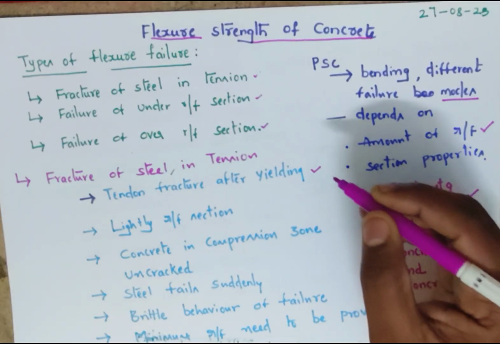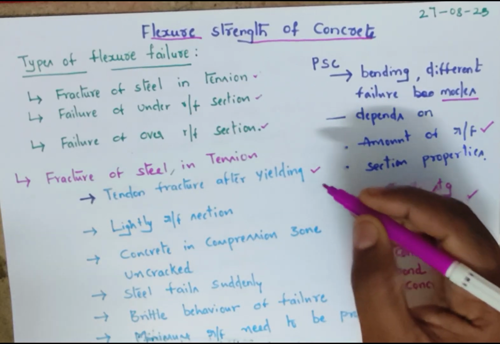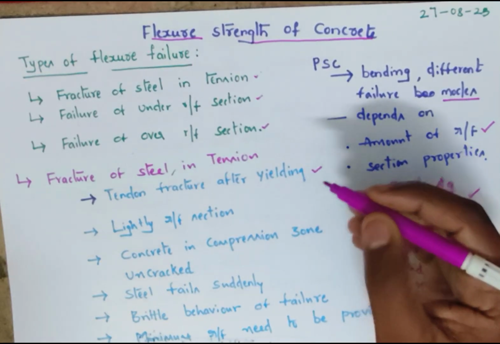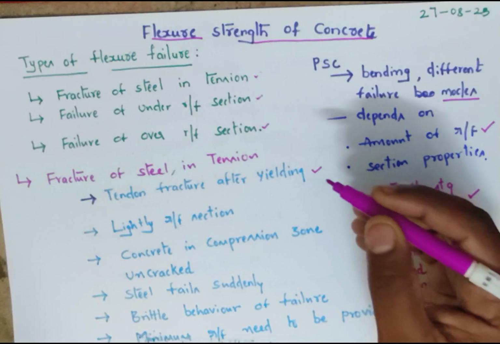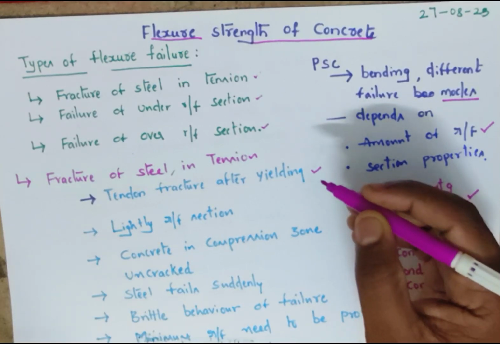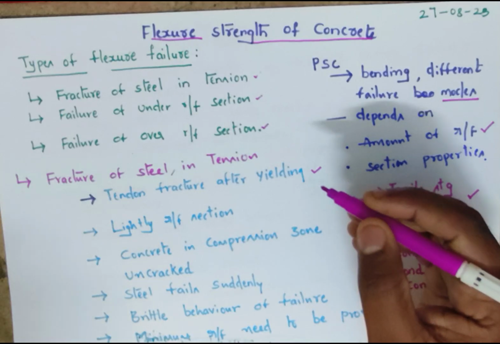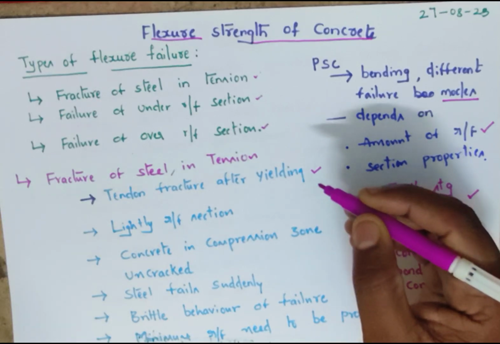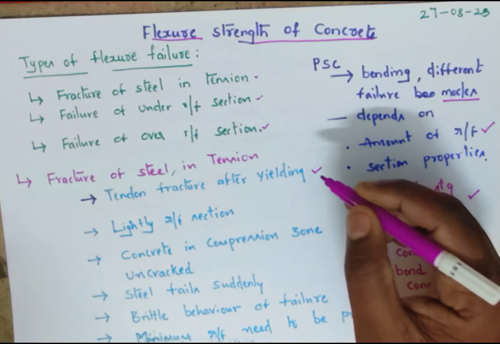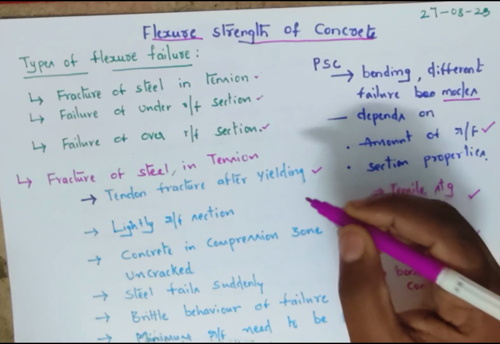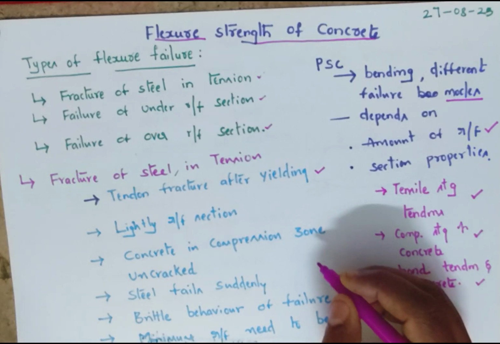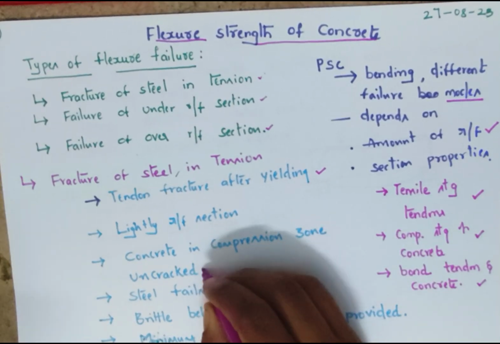This might be due to the lightly reinforced section. If we provide a very low percentage of prestressing steel, this type of failure we may observe in prestressed concrete sections. In this type of failure, the concrete in compression remains uncrushed.